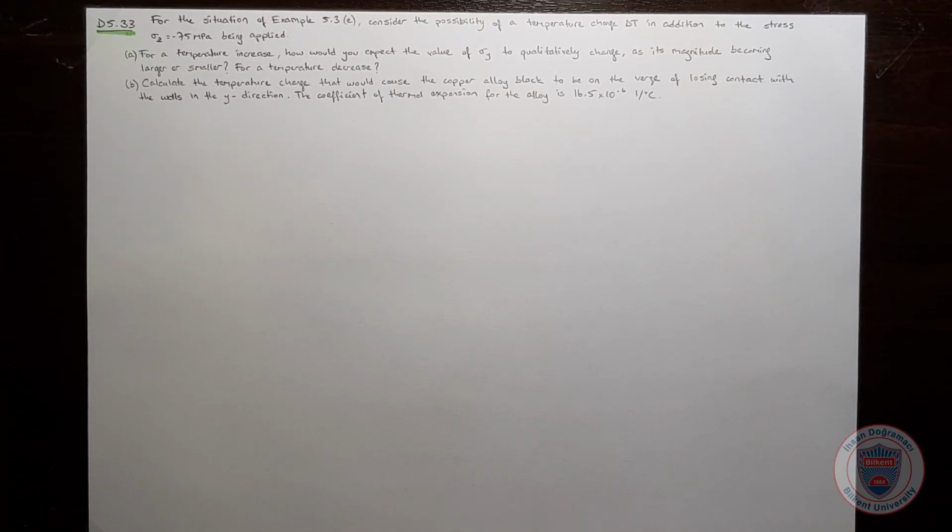In this question, we will work with example 5.3 part E, but additionally we will consider the possibility of a temperature change in addition to the stress. In part A, we will discuss how a temperature change would affect the value of sigma y, and in part B, we will calculate the temperature change which would cause the copper alloy block to be on the verge of losing contact with the walls in the y direction.